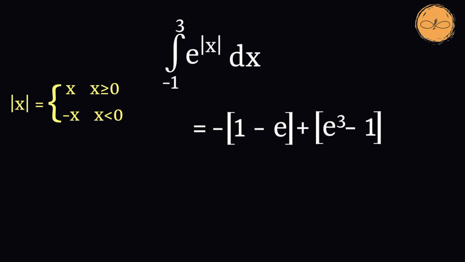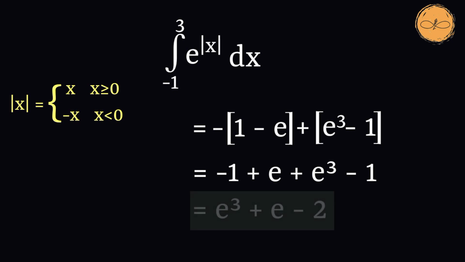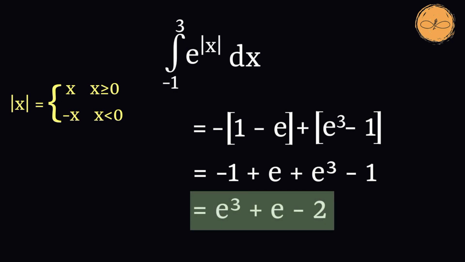And if we clean this up this is going to be -1 plus e cubed minus 1, oh so your answer is e cubed plus e minus 2.